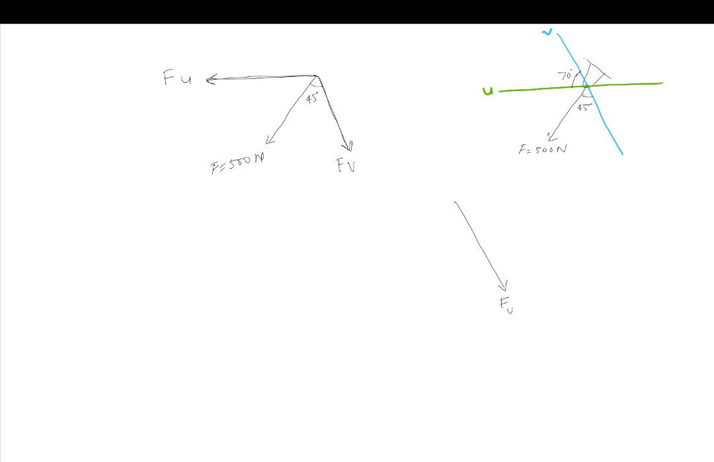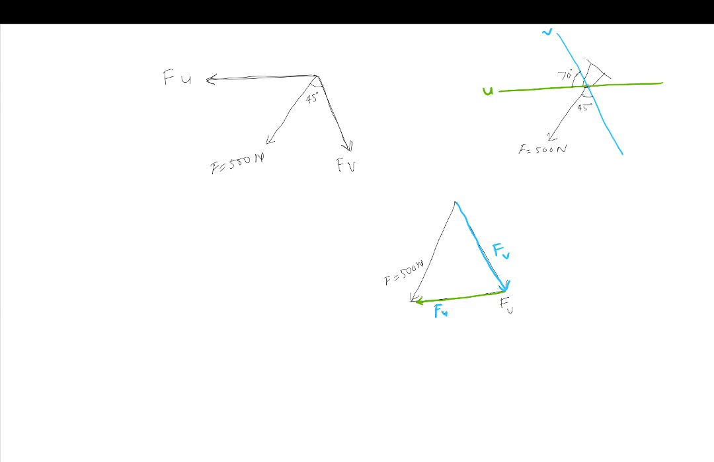Fv. Then you have here, this is F equals 500 Newton, and this is Fv, and this is Fu. If we keep the same colors, then this is Fu, and this is Fv. Let me write Fv here, and this is Fu, of course.